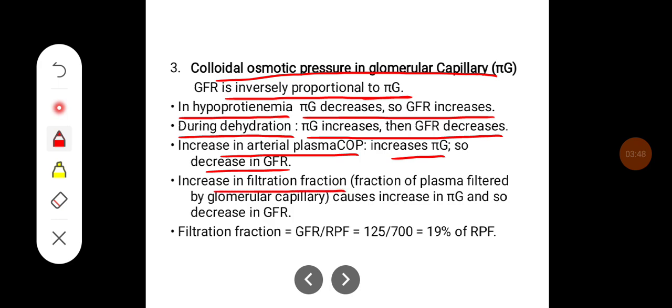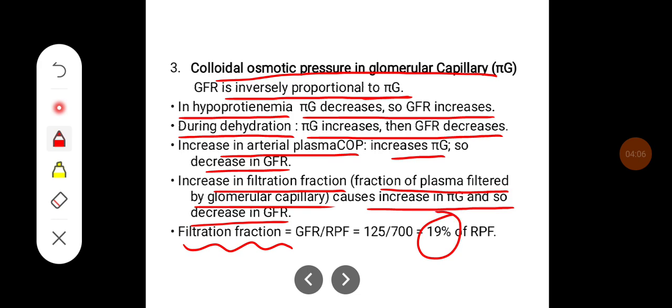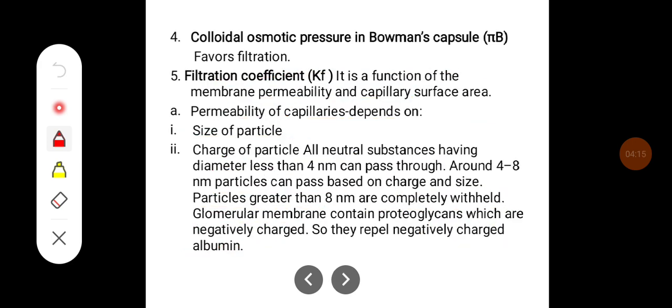Increase in the filtration fraction, that is nothing but the fraction of plasma filtered by the glomerular capillary, causes an increase in pi G and so decreases the GFR. So filtration fraction can be given by GFR divided by renal plasma flow, which is around 19%. That is 19% of the renal plasma flow. Colloidal osmotic pressure in the Bowman's capsule favors filtration.